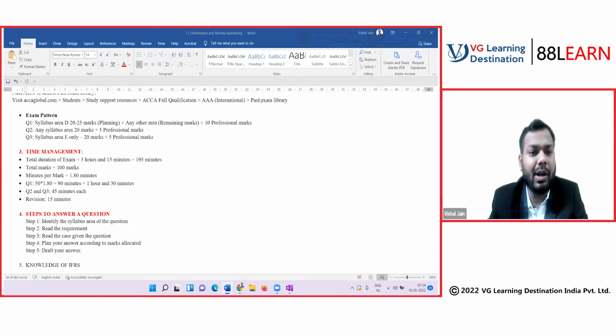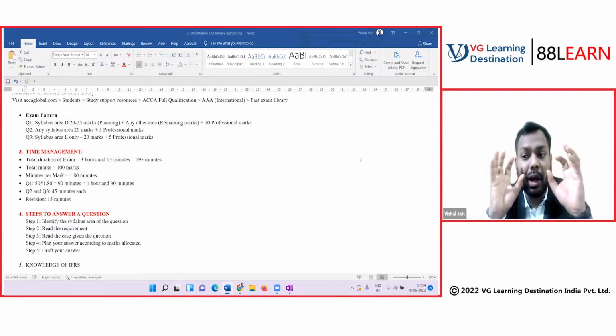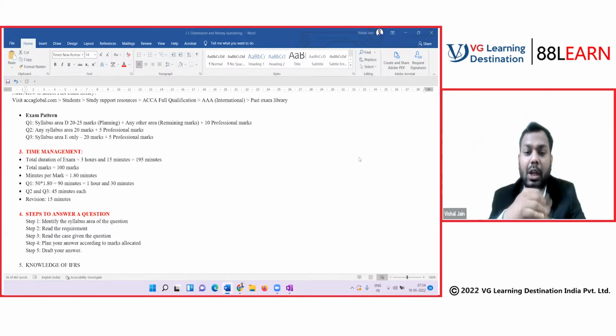So one of the students is discussing how much of ACCA's AAA course is similar to CA Final Audit and Assurance. See, CA Final Audit and Assurance is totally a different paper, and ACCA Audit and Assurance is totally altogether a different paper. Okay, you'll not find the link between the two. No, you'll not find a link between the two.